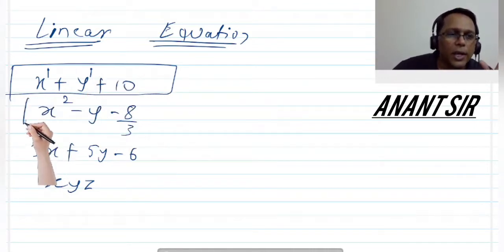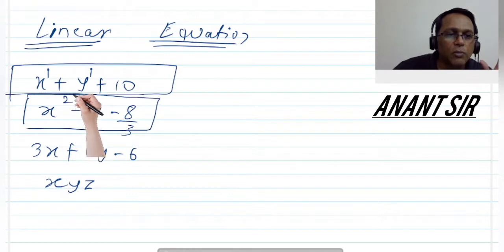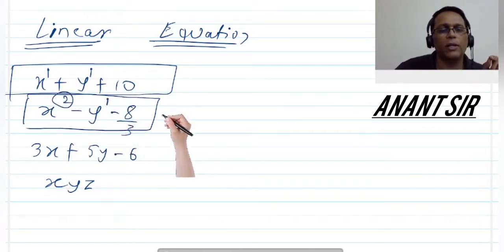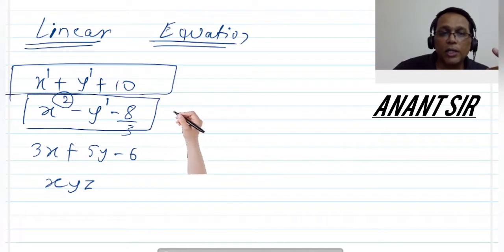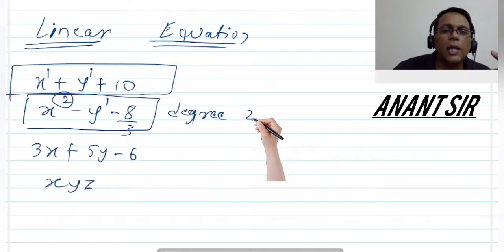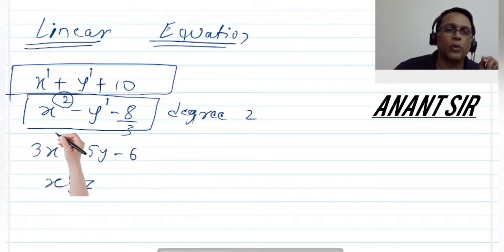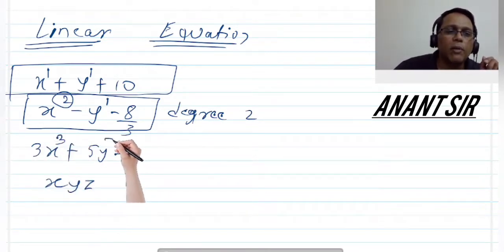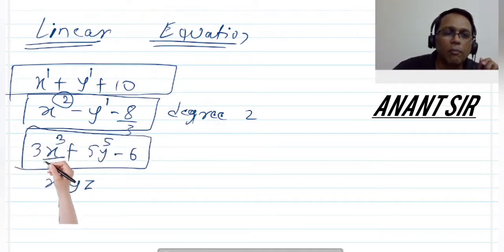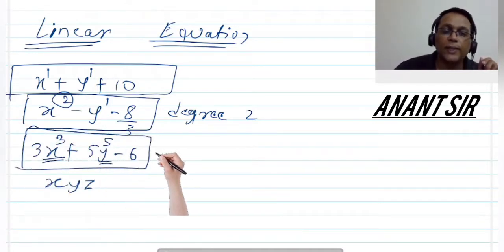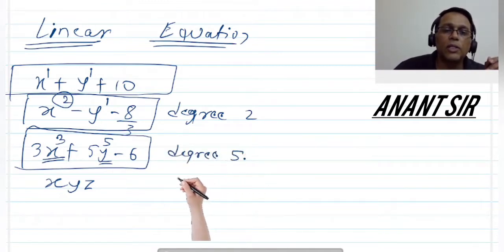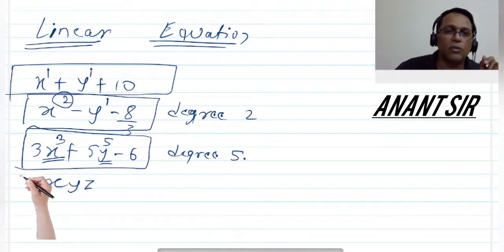In the second algebraic expression, what is the power? It's 2 here and 1 here. So what is the highest power in the second expression? 2. So we call that the degree of that expression is 2. Now in the third one, if the power of x is 3 and y is 5, that means the highest power is 5. So we say that the degree of this algebraic expression is 5.